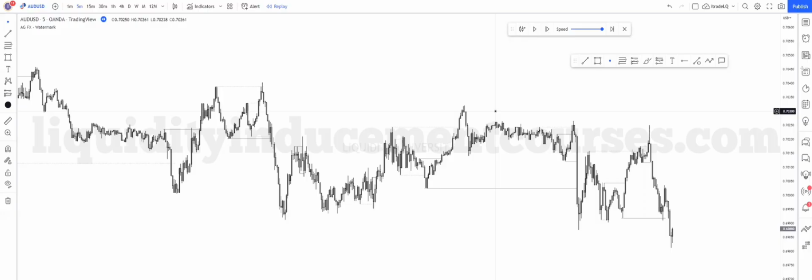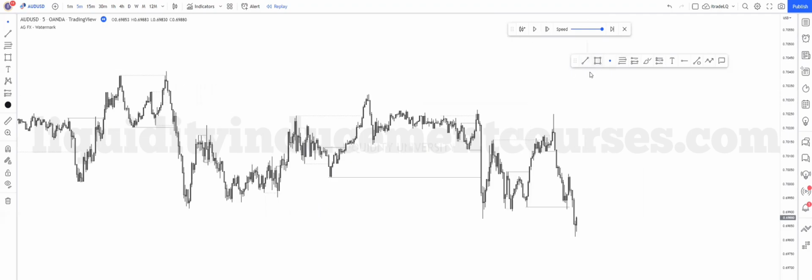Right? So for example, you may not like this. Maybe you're like, well, I don't like it because of that wick. I don't like it because of that. I don't like it because of this. Right? Every person has their own view, excuse of why they would or would not take a trade. Because everyone's different.